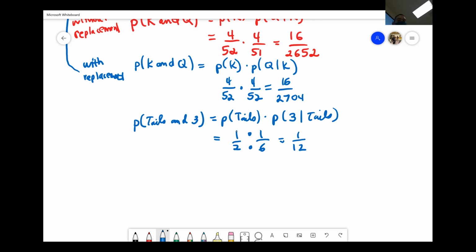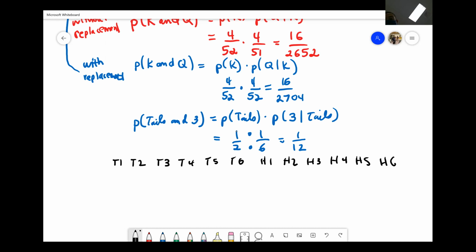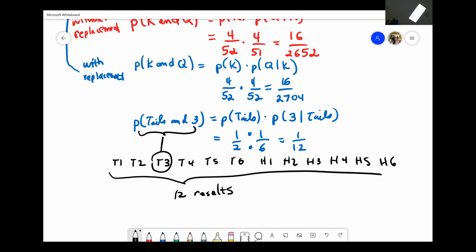Well, in this case, this is so important because of the probability of tails and 3. You could have gotten tails in 1, tails in 2, tails in 3, tails in 4, tails in 5, tails in 6, or heads in 1, heads in 2, heads in 3, heads in 4, heads in 5, heads in 6. There are 12 possible results, and only one of them met this criteria. And you didn't have to draw it all out. You see it?